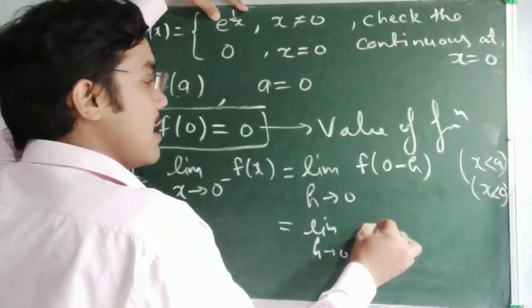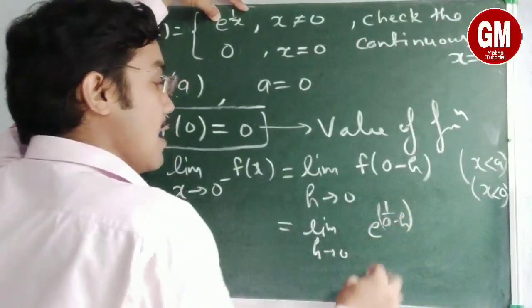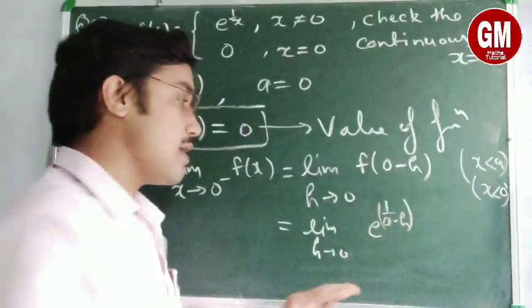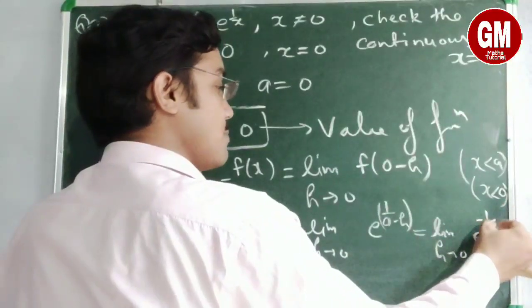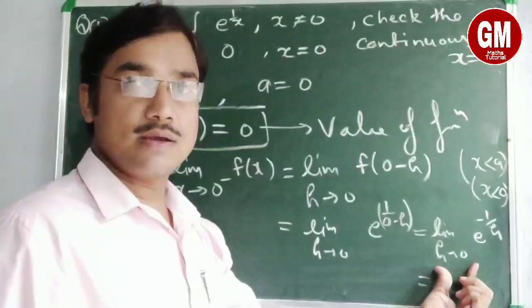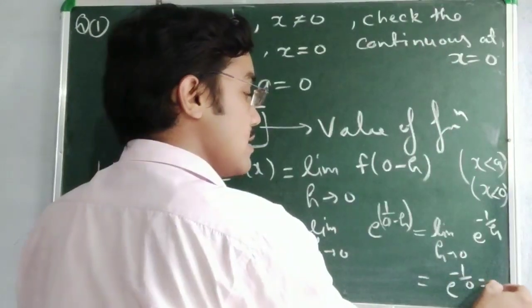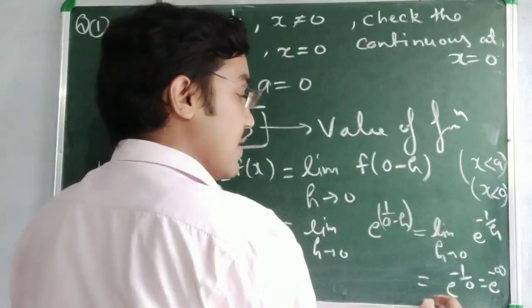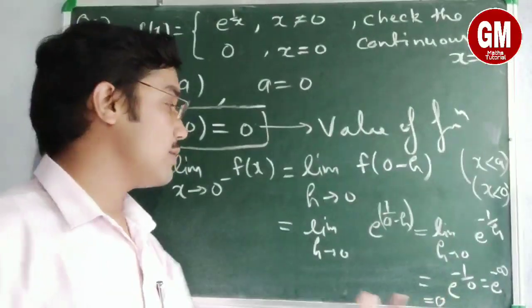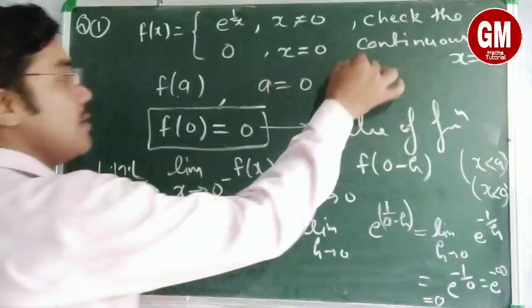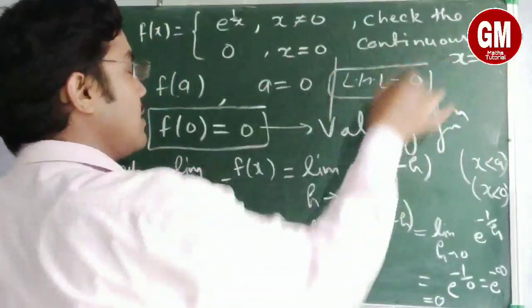And when we take this value, e to the power 1 by 0 minus h, that is 1 by minus h, this is the limit h tending to 0 of e to the power minus 1 by h. Now substituting the value h tending to 0 at that place, this becomes e to the power minus 1 by 0, that is e to the power minus infinity, and we know that e to the power minus infinity is 0. We can say that our left hand limit is equal to 0.